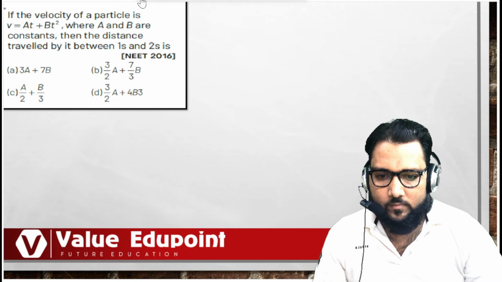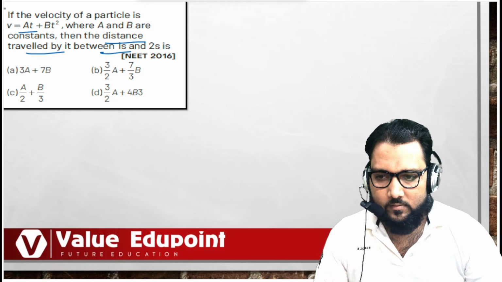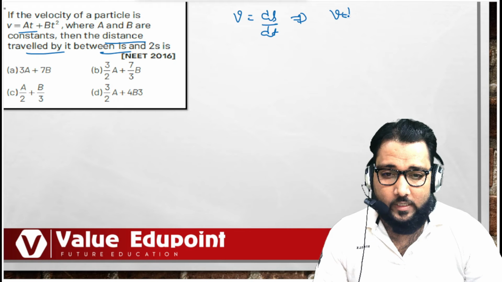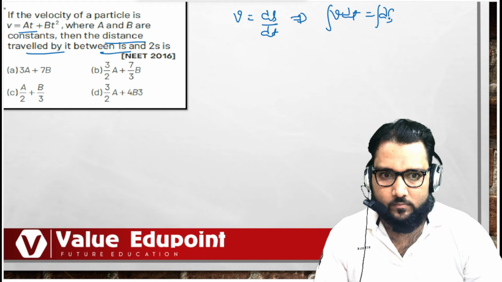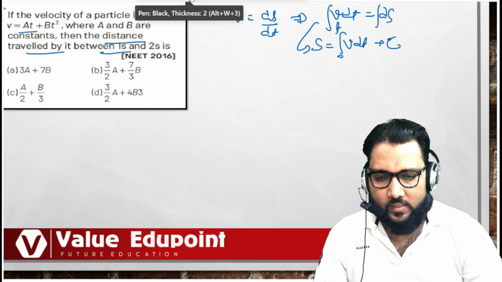So look at these problems guys. This problem is a very easy problem. Velocity is given in terms of time, and we need the distance traveled between the first second and the second second. So now we know velocity is ds by dt, the displacement upon time, or we can write v dt equals ds. When you integrate these two terms, this will give the integral of v dt from t1 to t2 plus some constant c.